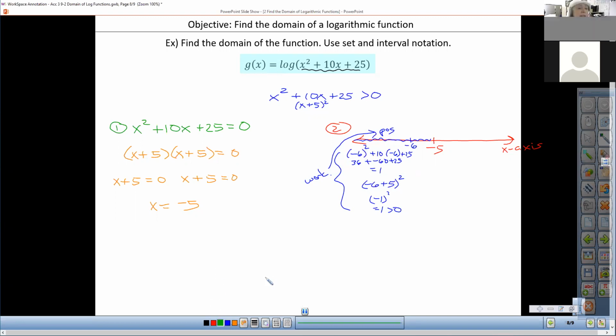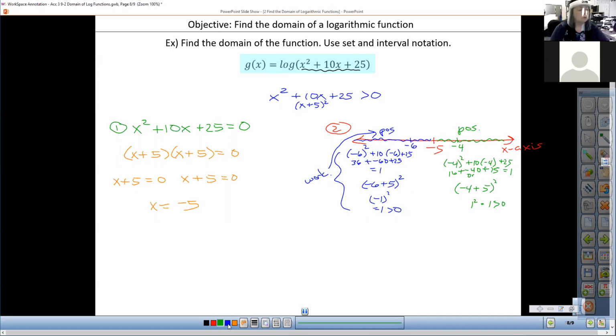On the other side of the -5, I would have numbers bigger than -5, like -4. And so I could again do this either way. I could do -4 squared plus 10 times -4 plus 25, or I could just do -4 plus 5 quantity squared. Either way, here I get 1 squared, here I'm going to get 16 plus -40 plus 25, which is 1. And so it's again positive, which means that this section also creates positive values. So it must be part of our domain.